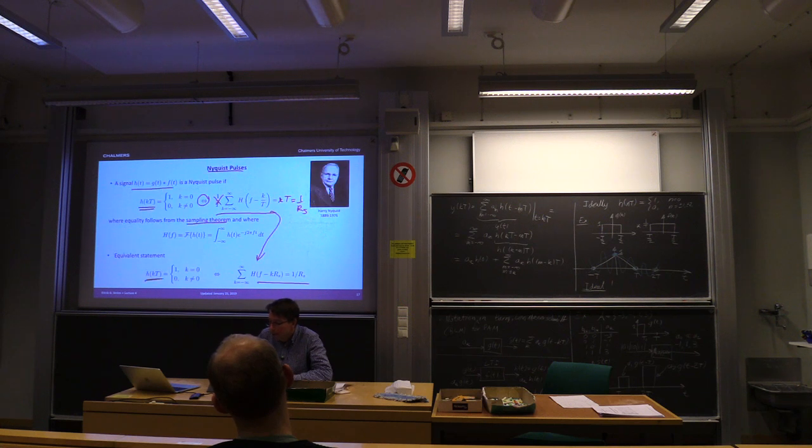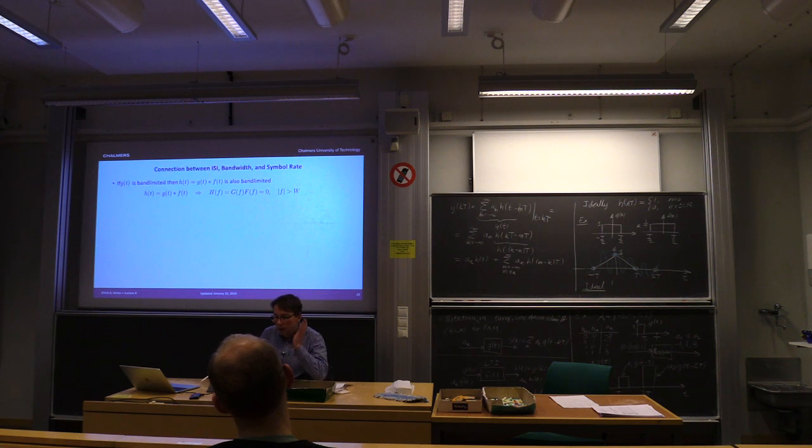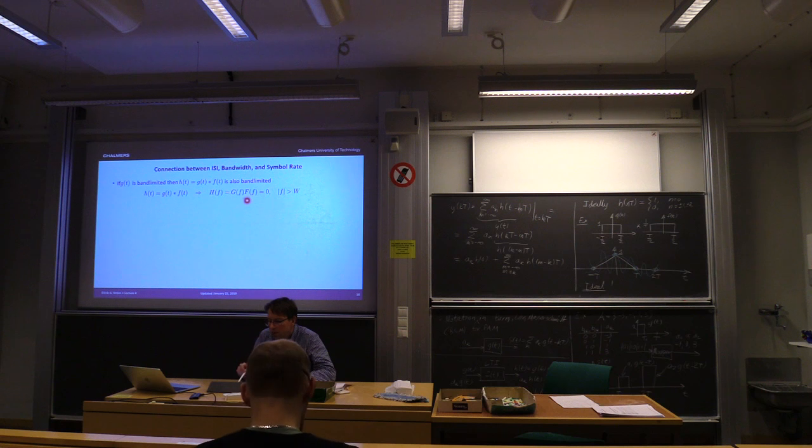Okay, so let's set this up. A connection between intersymbol interference, bandwidth and symbol rate. If G is band limited, then H, which is G convolved with F, is also band limited. Why is that? Well, H is the convolution between G and F, so if we take the Fourier transform of this, capital H is equal to G multiplied with capital F. Convolution in the time domain is multiplication in the frequency domain.